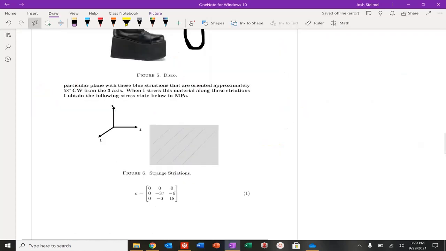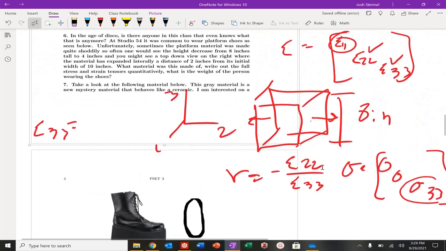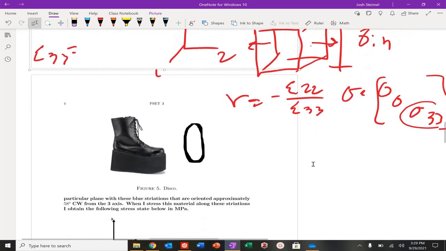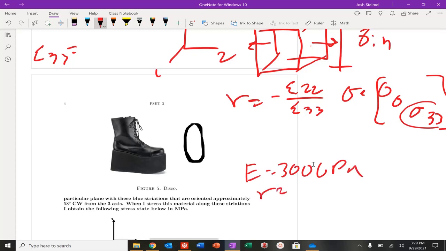Excellent. Now let's get on to question number 7. So we did 6, we were fine. Take a look at the following material below. Gray material, a mystery material that behaves like a ceramic. I already know that E is equal to 300 GPa. My nu is equal to 0.2. We'll look at that later.